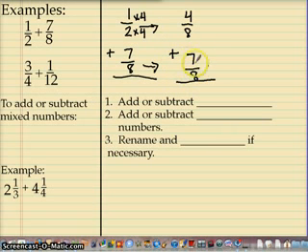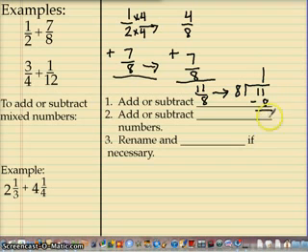We know that 7 plus 4 is 11. But we also notice that the 11 is bigger than the 8, making it improper. We now have to divide bottom into top to make a mixed number. 8 will go into 11 one time. And we have a remainder of 3. So we have 1 and 3/8 as our final answer.